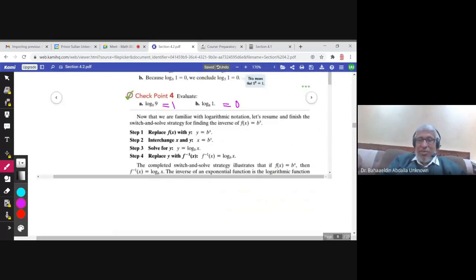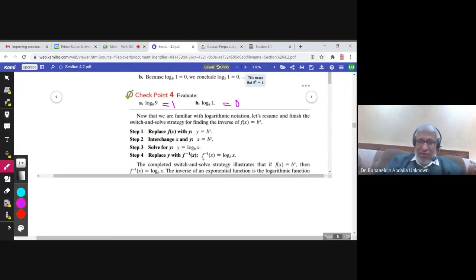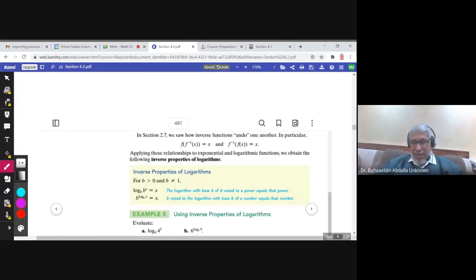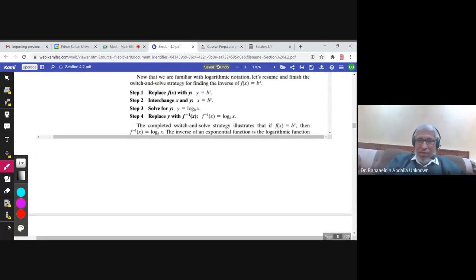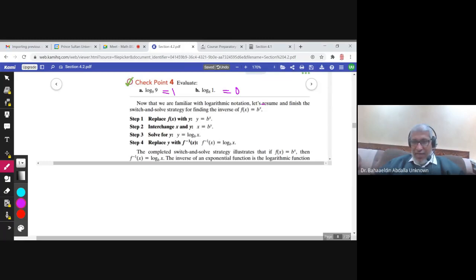Also, we have the last property that comes from the inverse. We said that f circle f inverse of x is x, and f inverse circle f of x is x. So now we have this important point: if f of x is the exponential, f of x equals b to the power x, then the inverse function is f inverse of x equals log x to the base b.